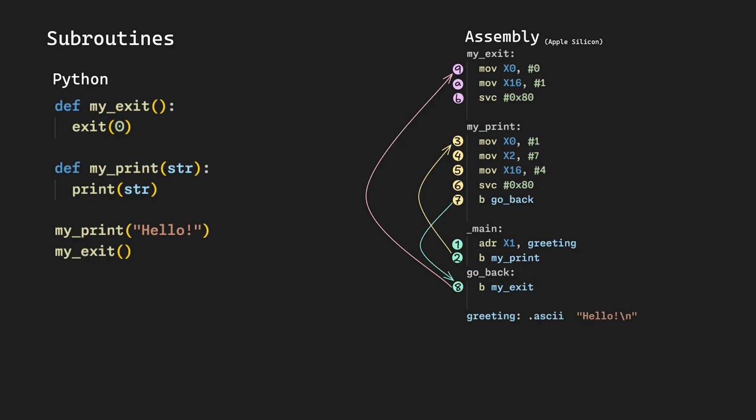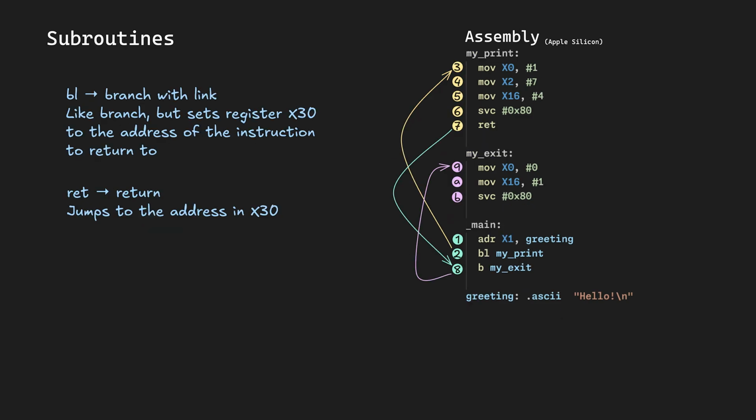Either of these effects might sometimes be what we want, but often we want to return to wherever we called our subroutine from. There is an instruction that will help us achieve this result, BL, which stands for branch with link. It's like branch, but it sets register x30, also known as the link register, to the address of the instruction to return to. Then we use the instruction ret. It acts like an unconditional branch to the address that has been stored in the link register.